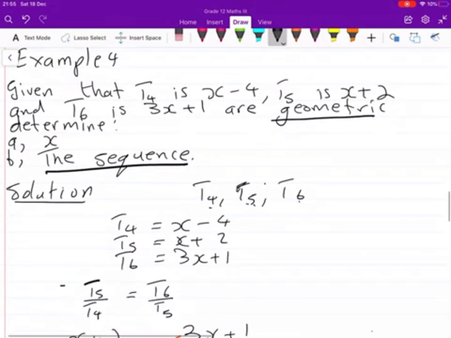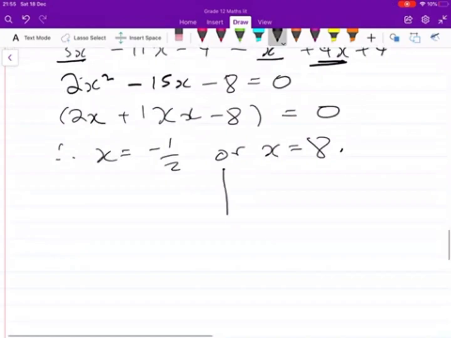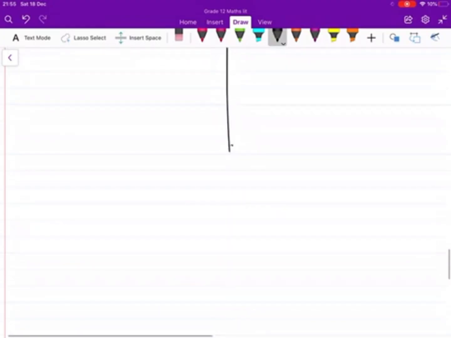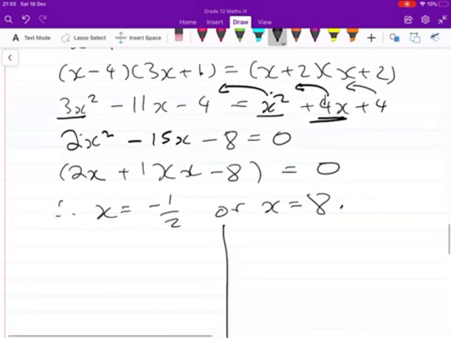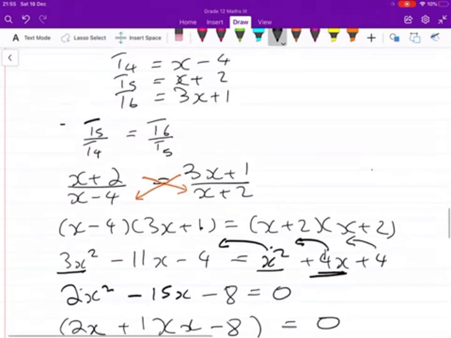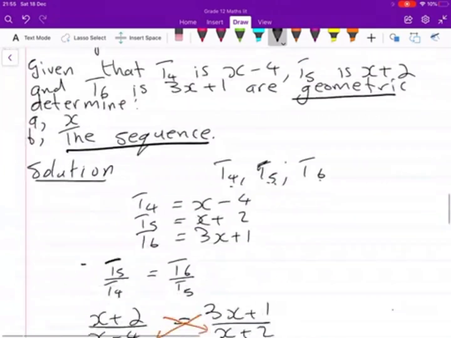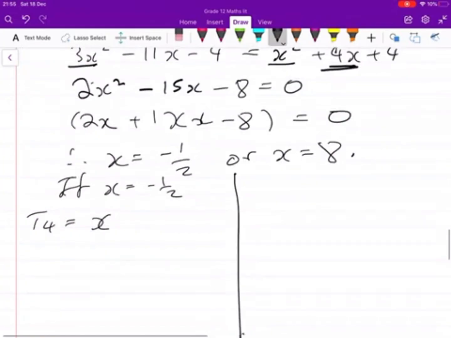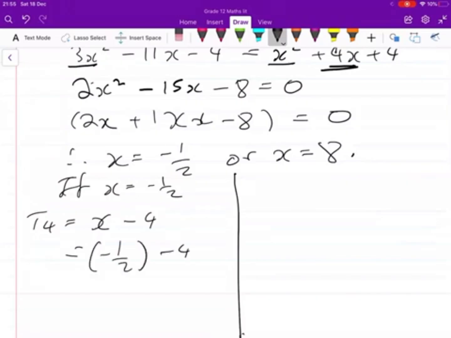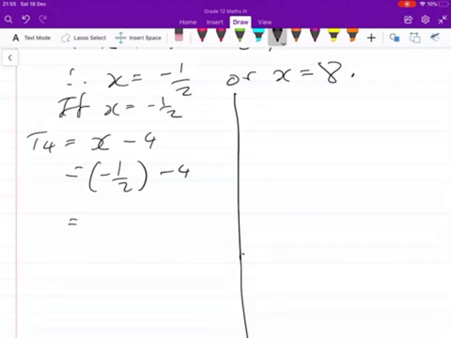It says then we must determine the sequence, and again, as we did in the previous question, we will follow the same pattern. So what I want to do first, I will say if x equals minus 1 over 2. Now I want to write T4 as an actual value. Remember here T4 was given as x minus 4. So wherever I see x now, I will put minus 1 over 2 minus 4, and if you work that through, you will see.